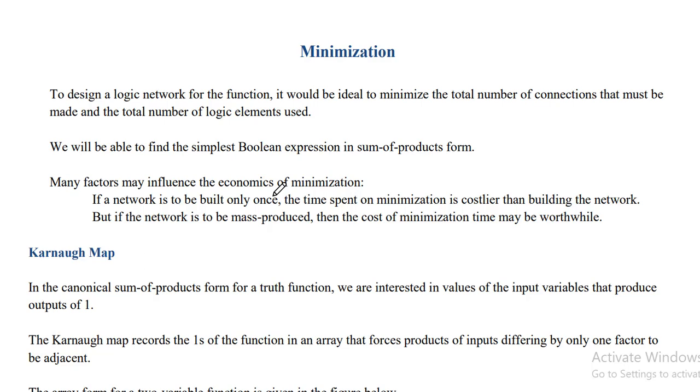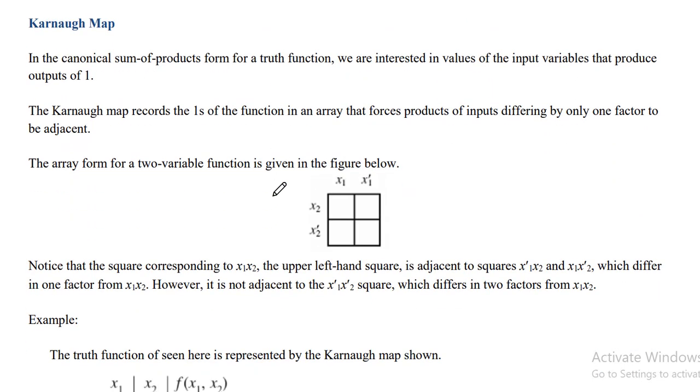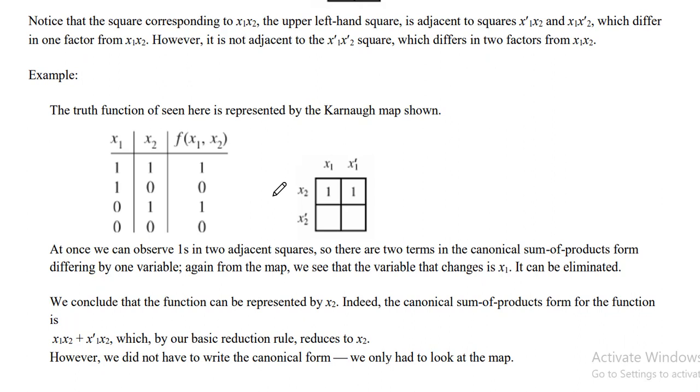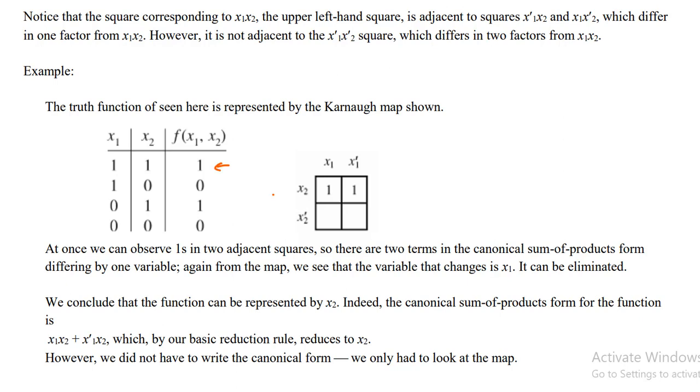Here is how the method works. You could read all the expressions, but I'm going to get into an example. So when you have a truth function like this one, you have a 1 here and a 1 here. So this one means I have x1, x2, and right here you have x1 not, because of the 0, x1 is not, and then x2.